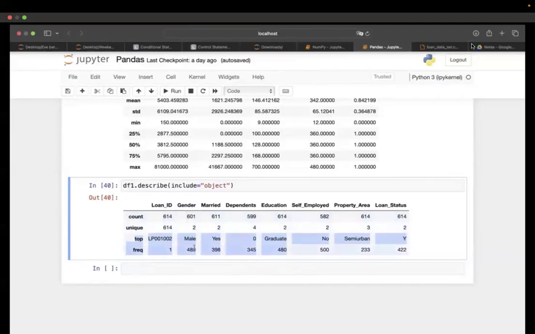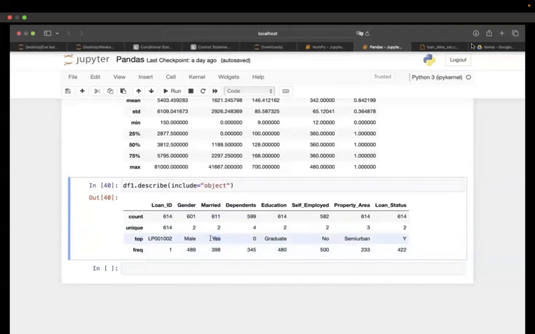It is telling me to ignore loan ID because we know that each entry came only a single time. Gender, we have 489 males in the gender column out of 601. Okay. Out of 611, we have 399. Okay? Yes. Okay. So it is telling me the mode. This combination is telling me the mode.